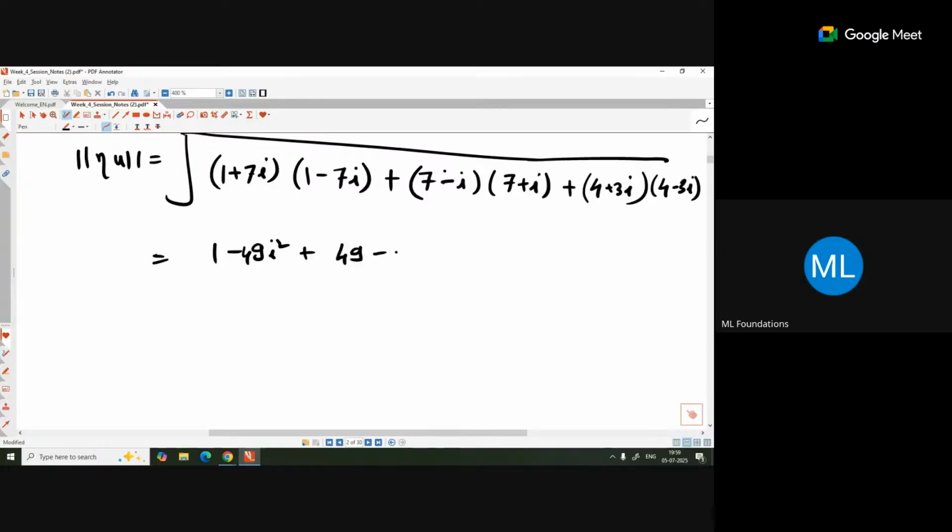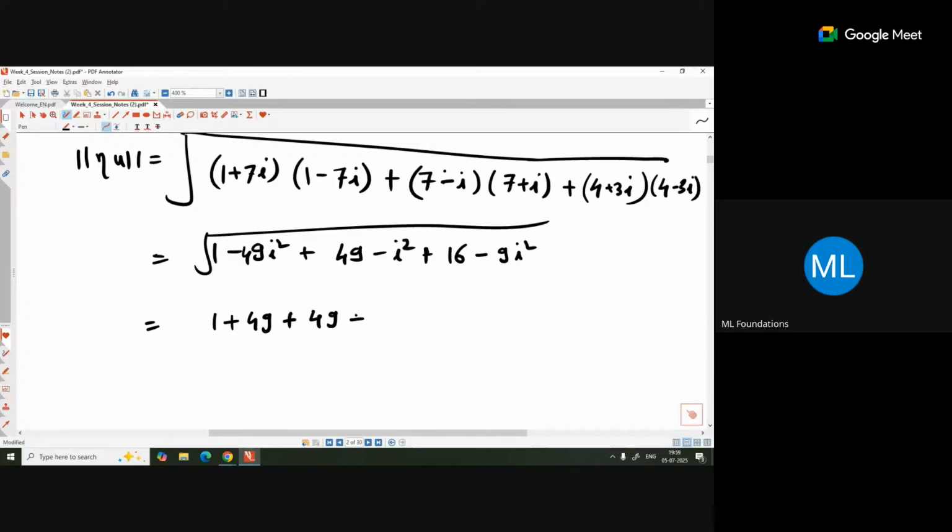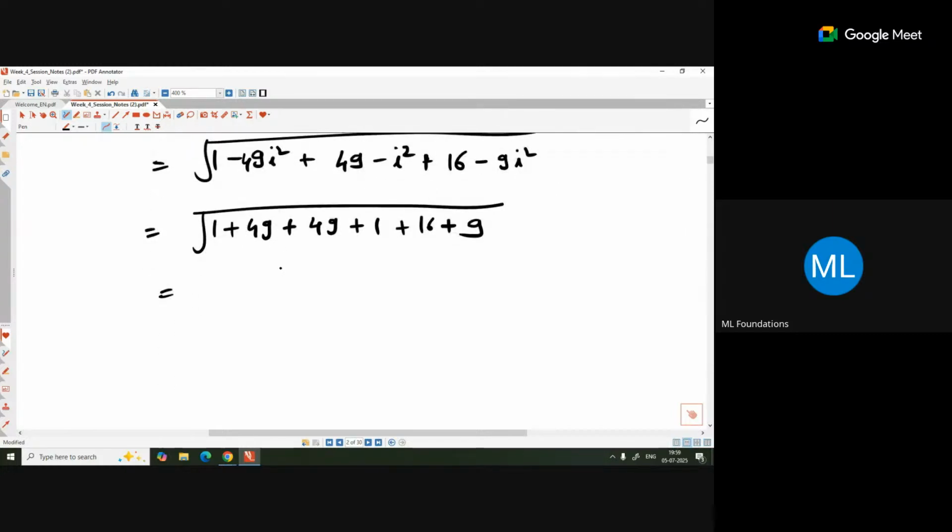49 minus i square plus 16 minus 9i square, right? And then it is 1 minus i, plus 49 plus 1 plus 16 plus 9, and that is basically how much it is. 50, 50, 125, 100. So the square root of 125 is how much? 5 root 5. Okay, and now I'll show you the other way, which you can do separately.